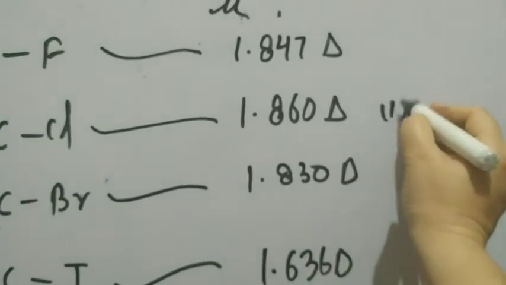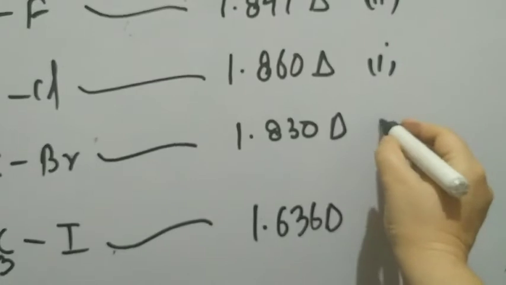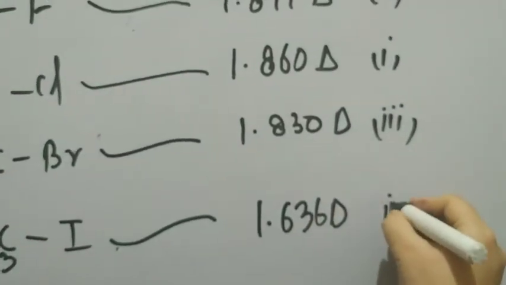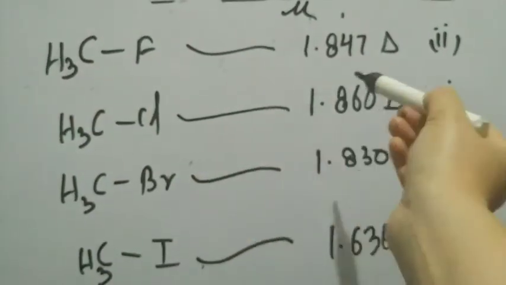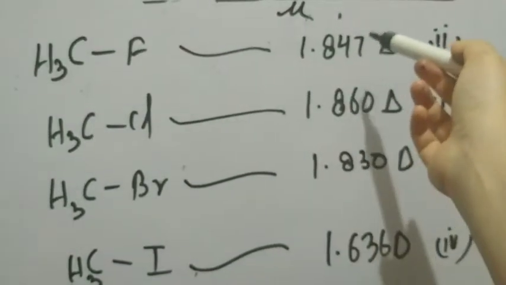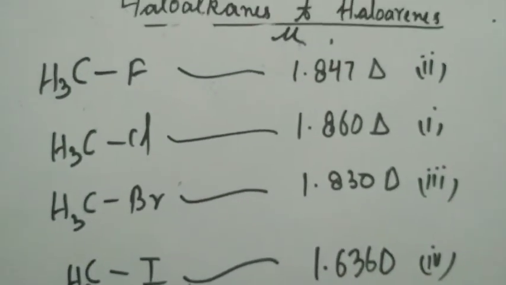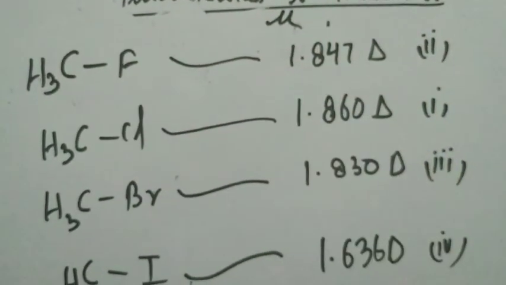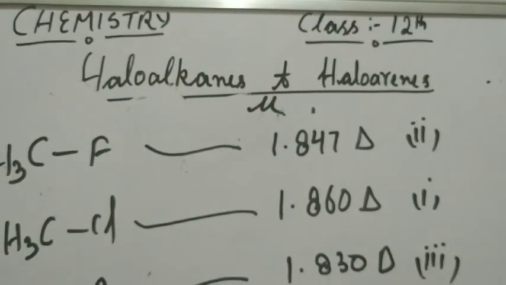1.860, first comes chlorine. After that, we have fluorine. After that, we have bromine, and after that we have iodine. Therefore, this is the order. The CCl bond has the highest dipole moment, then the CF bond, then the CBr bond, and then the CI bond. This is everything you need to know about the nature of the CX bond in haloalkanes and haloarenes.